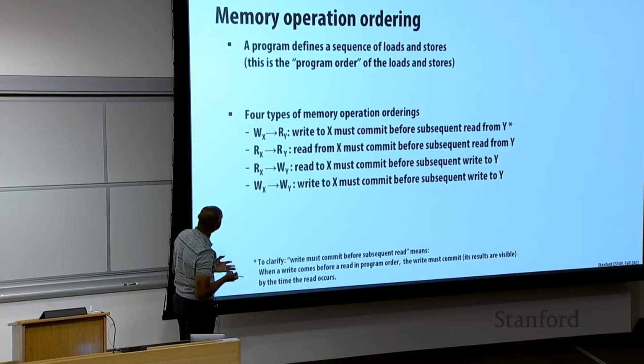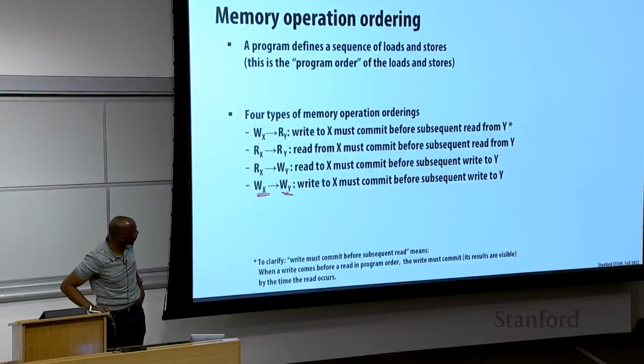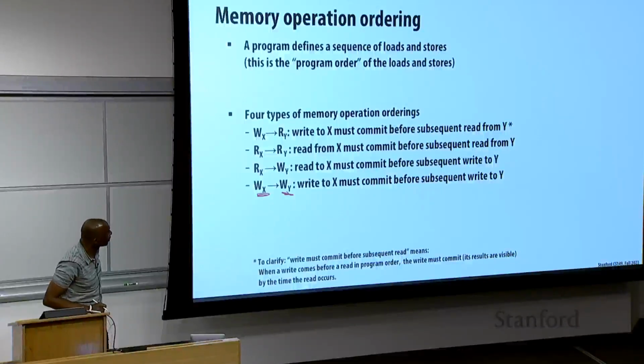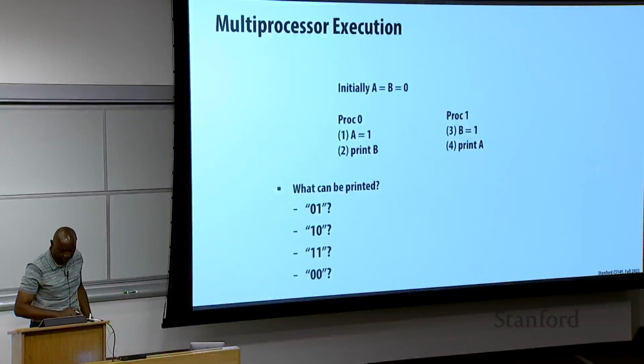There's read to read memory ordering, there's read to write memory ordering, and there's write to write memory ordering. The key thing, of course, is that X and Y are different addresses. So these are the four types of memory orderings, and the question is, what memory orderings are going to be maintained by the memory system?